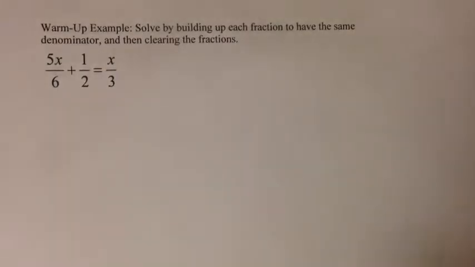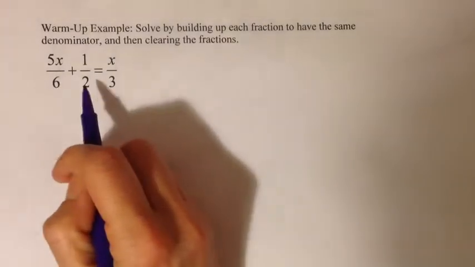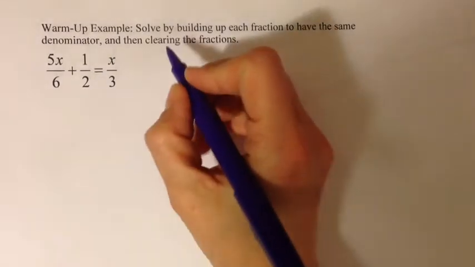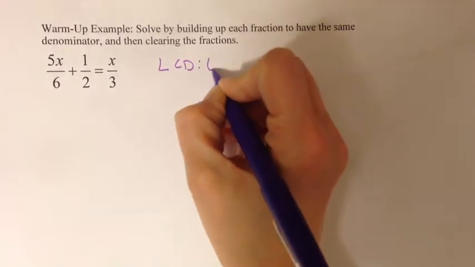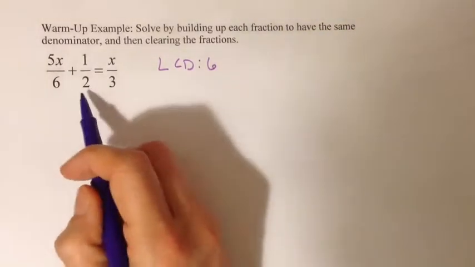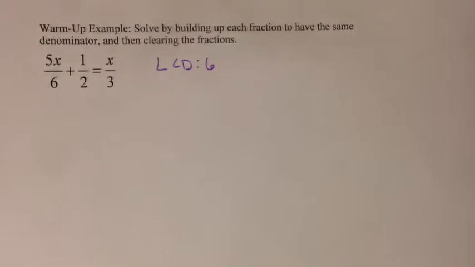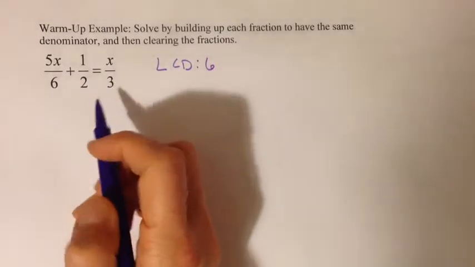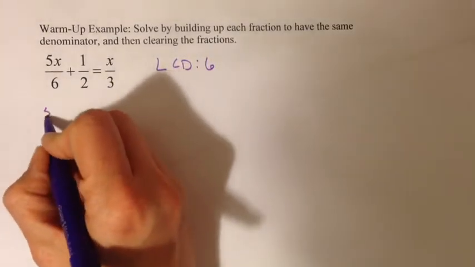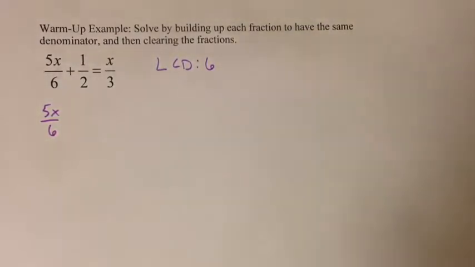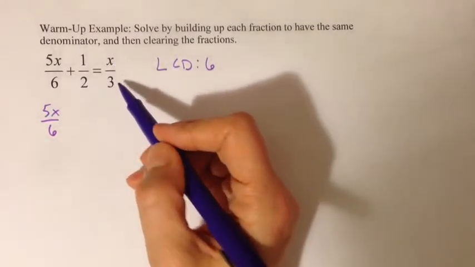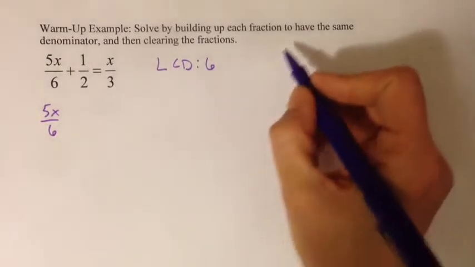The first thing to do then is to figure out what the least common denominator is. I have a 6, a 2, and a 3. And so, sort of by inspection, I can figure out that the least common denominator here is going to be 6, because that's a number that all three of those numbers will go into. Now I'm going to work on building each of these up to have a denominator of 6. 5x over 6 already has a denominator of 6, so it's set. Now 1/2 and x over 3 don't, so I'm going to need to build them up.